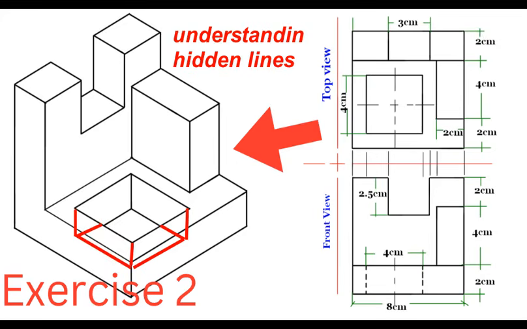In isometric drawing, hidden lines play a crucial role in accurately representing three-dimensional objects on a two-dimensional surface. They are the lines that are not visible from a particular viewing angle, but are essential in understanding the complete structure of the object. Let's begin.